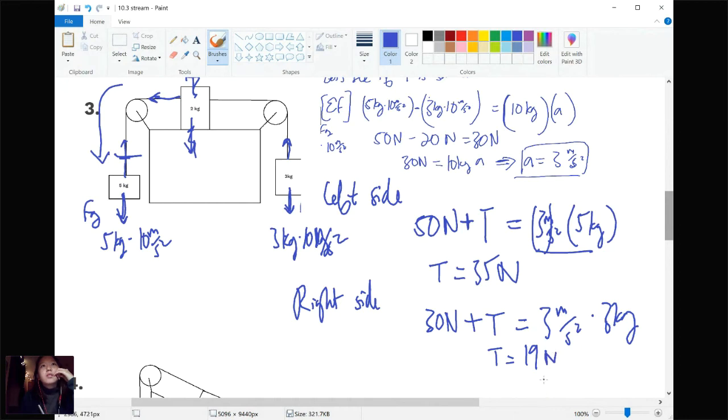If you look at the full force, let's see. So you have 35 newtons going in this direction and 19 newtons going in this direction. That means there's a total of 16 newtons acting on the entire thing. 16 newtons equals 2 times acceleration. That implies that this is accelerating at 8 meters per second squared. So I definitely did some sort of calculation wrong. Hold on.